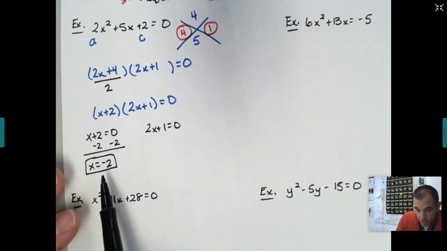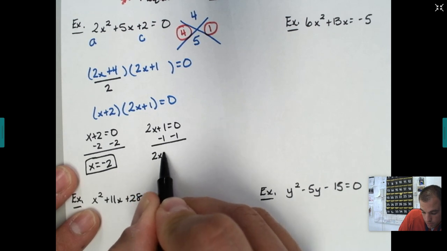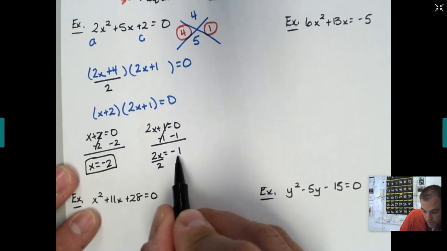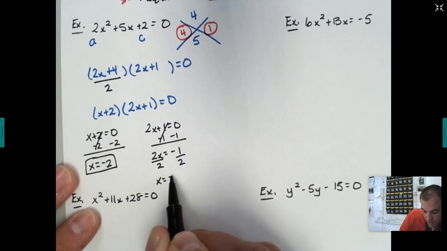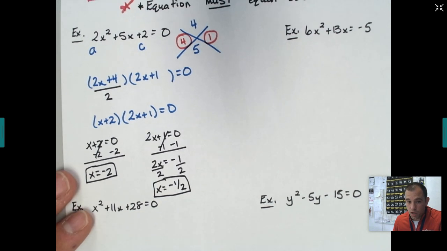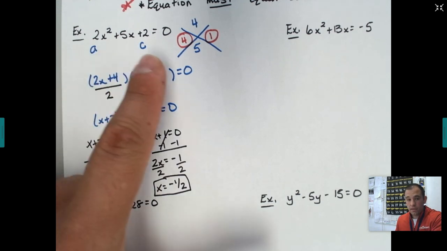So I solved it. Another answer, I would subtract 1. 2x equals negative 1. Then I would have to divide by 2. So x equals negative 1/2. So my 2 answers to this problem are negative 2 and negative 1/2. Right? Either one of those will make this true.